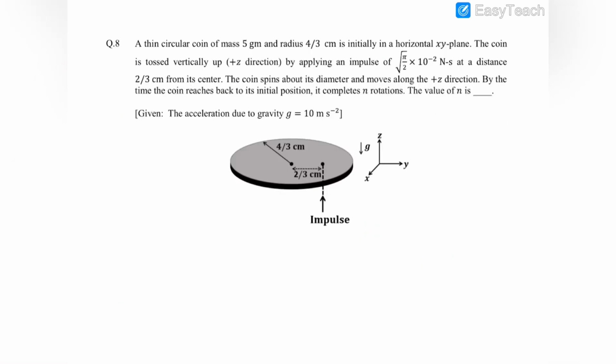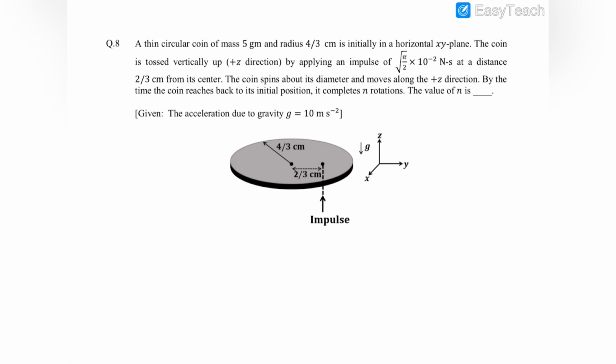In this question, you can see that there is a thin circular coil of mass 5 gram and radius 4 by 3. This coin is initially in the horizontal xy plane, and this coin is tossed up vertically in the z direction by applying an impulse of this magnitude. The distance at which the impulse is applied is 2 by 3 centimeter from the center, and the coin spins about the diameter and moves along the z-axis. So we have to find out that by the time in which the coin returns to the initial position, how many rotations has it completed.